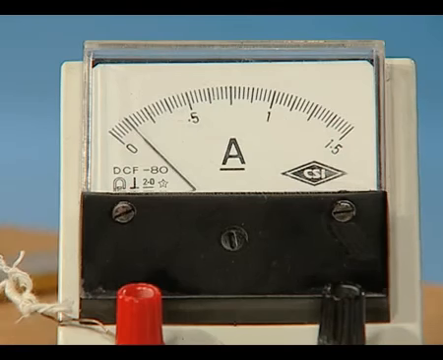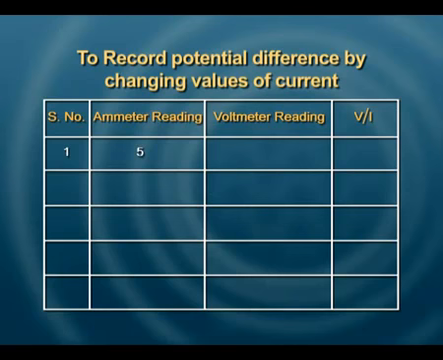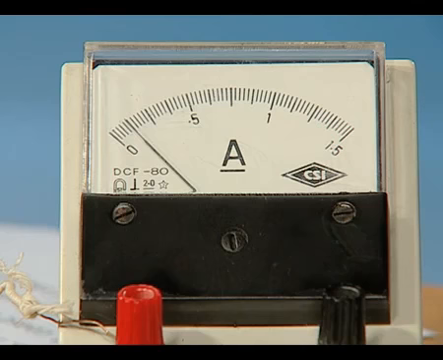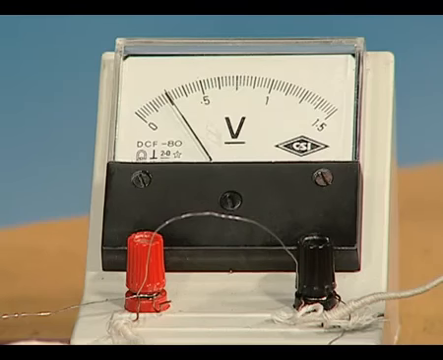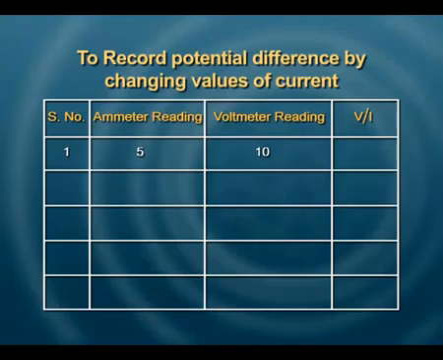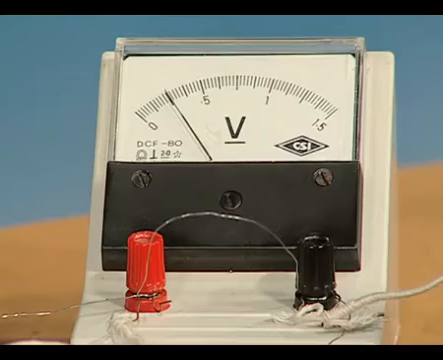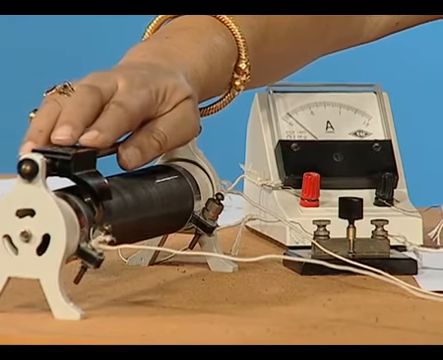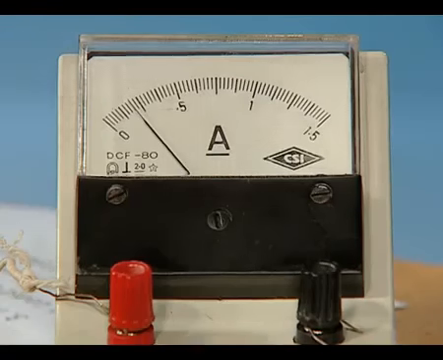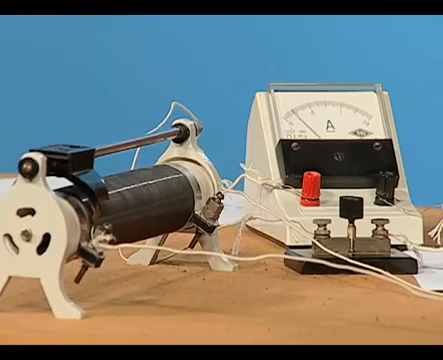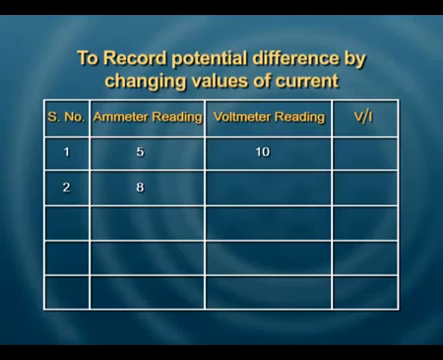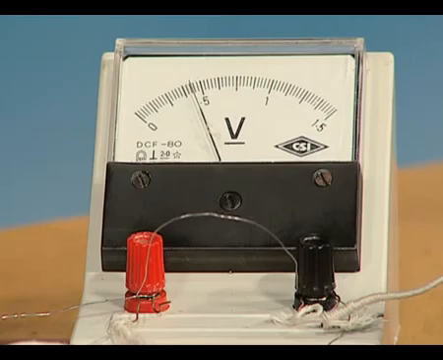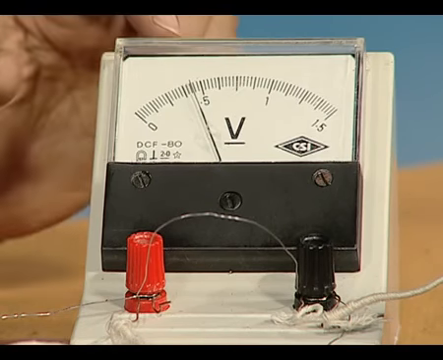The ammeter reading is 5 divisions. We can take and record the reading in divisions and later multiply it by the least count to get the real value in amperes. The corresponding voltmeter reading, as we can see, is 10 divisions. We change the value of current in the circuit using the rheostat and observe that the ammeter reading is 8 divisions and the voltmeter reading is 18.